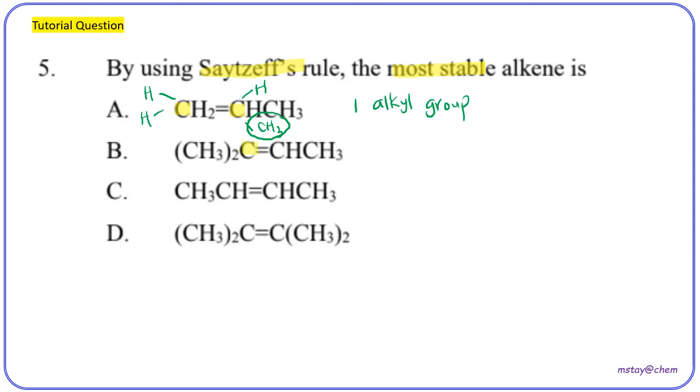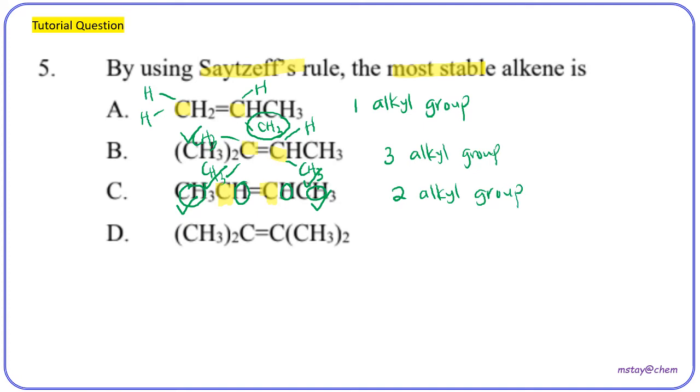Now try to look at option B. So this is the carbon with the double bond. This one is also a carbon with the double bond. This carbon will have 2 CH3 attached to it, so 2 alkyl groups here. And then this one will have 1 hydrogen and 1 methyl. So the total is 3 alkyl groups: 1, 2, and 3. Option C, this is the carbon with the double bond. This one is also a carbon with the double bond. 1 bond is bonded to hydrogen, 1 is bonded to CH3, similar to the carbon on the right hand side. So CH3, CH3, 2 alkyl groups.